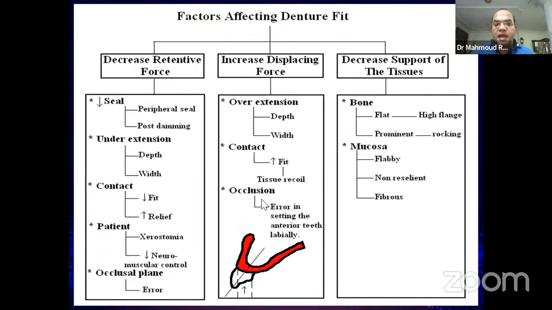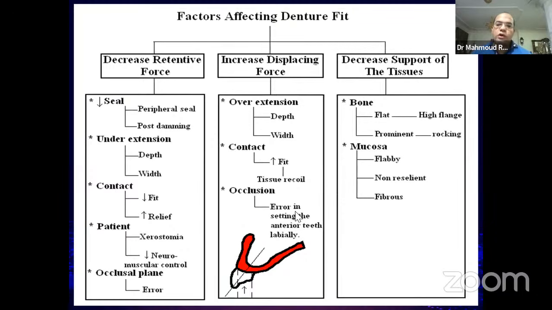Also, in denture contact, if we have, as we said before, a heavy pressure onto the mucosa. As we know, the mucosa has a tissue recoil ability, so we must not apply a lot of pressure on it. At rest, the mucosa will recoil again, and the denture may not be properly seated inside the patient's mouth during rest.